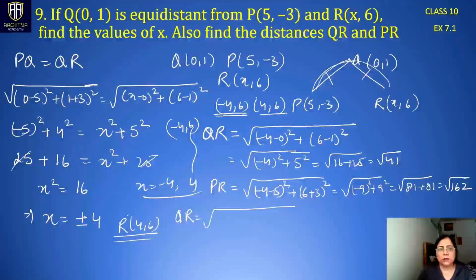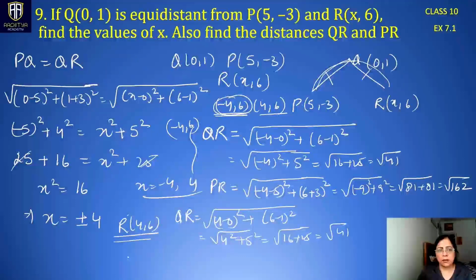QR is, now take this value, leave this: 4 minus 0, 4 minus 0 square added to 6 minus 1, 6 minus 1 whole square. So we have 4 square added to 5 square, which is 16 plus 25, root 41.